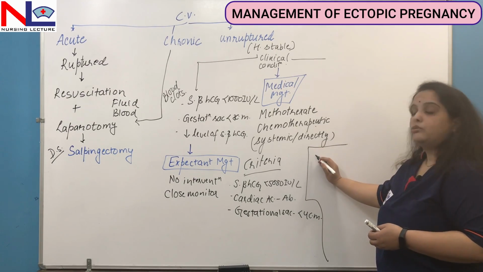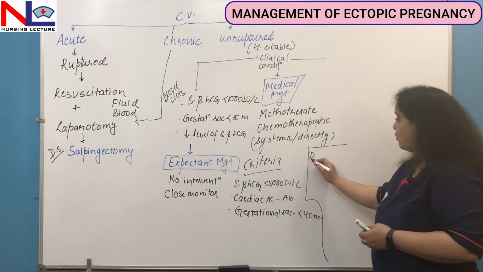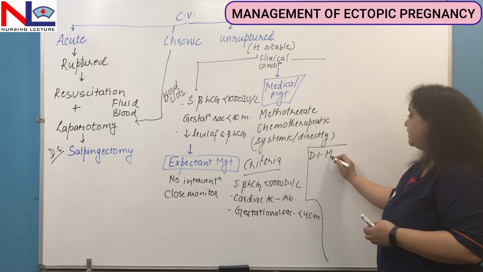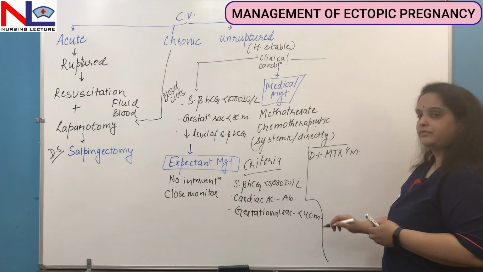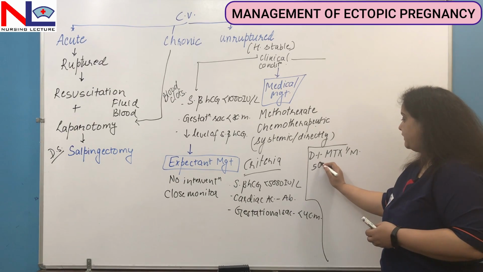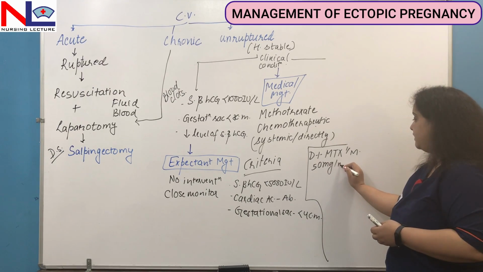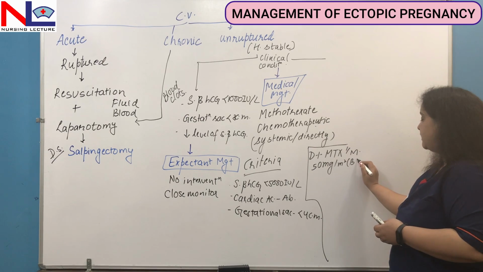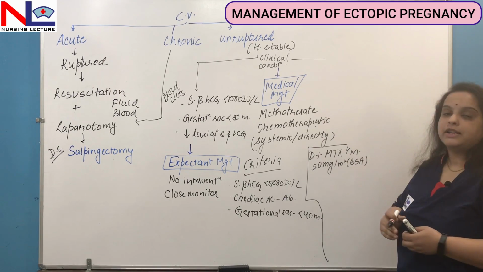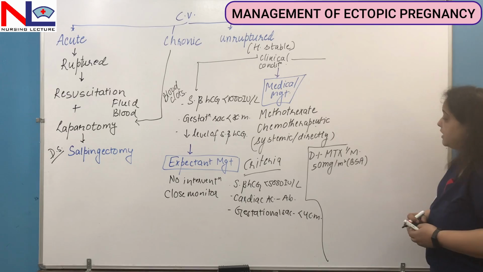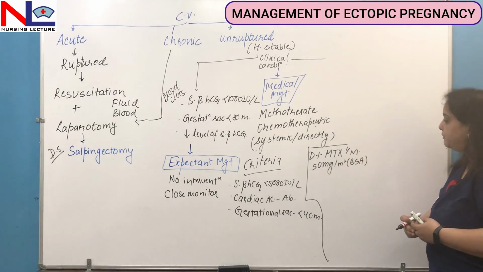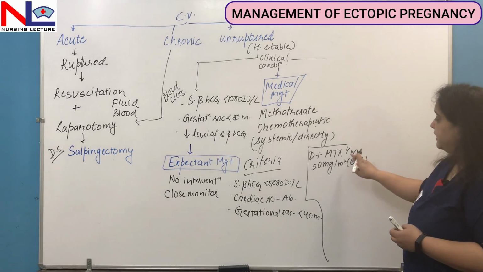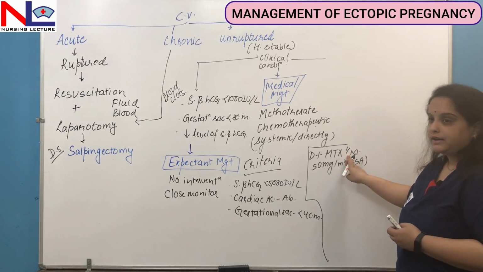So suppose a woman came to you; this is day 1. On day 1, the methotrexate should be given intramuscularly, about 50 milligram per meter square body surface area. According to body surface area, we will administer. So ideally this would be 50 milligram per meter square, administered intramuscularly.